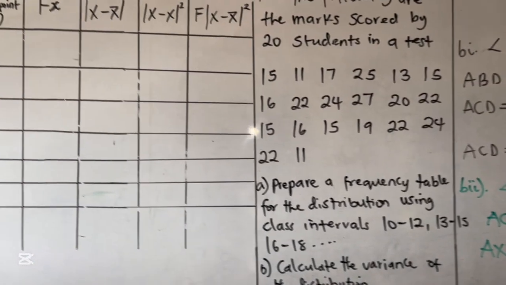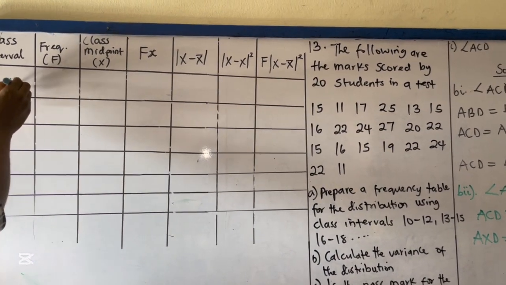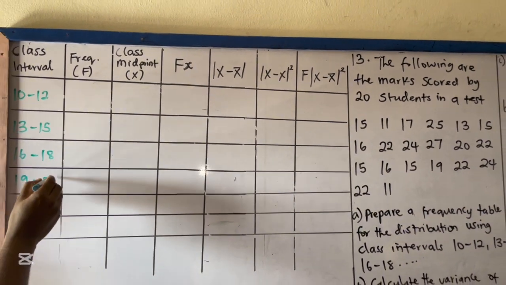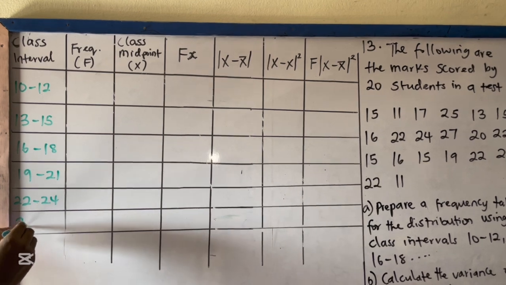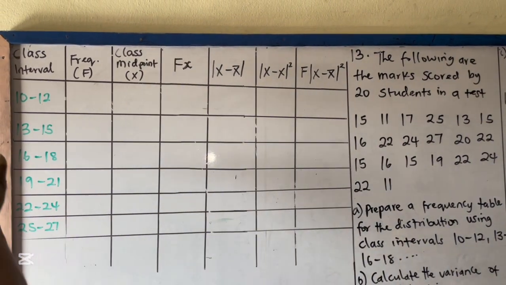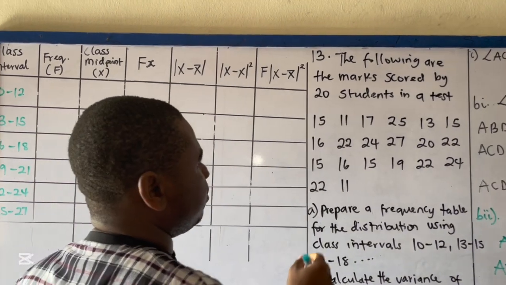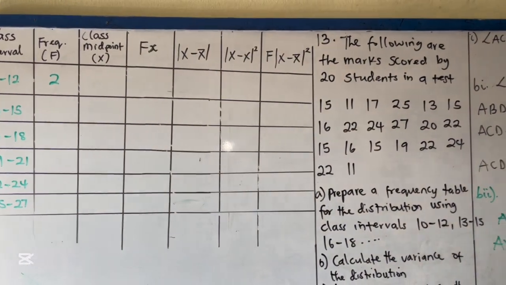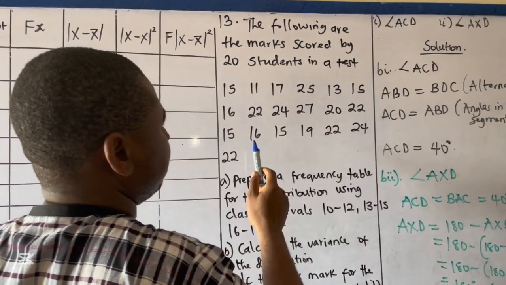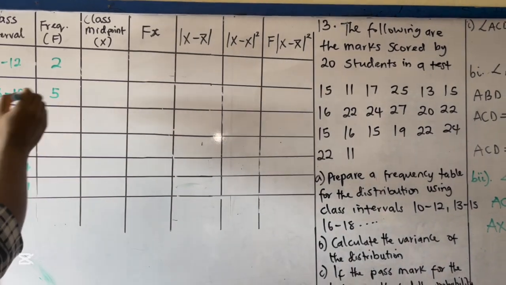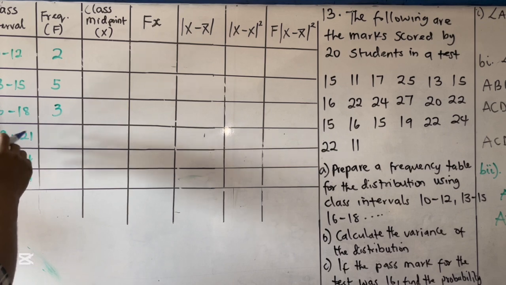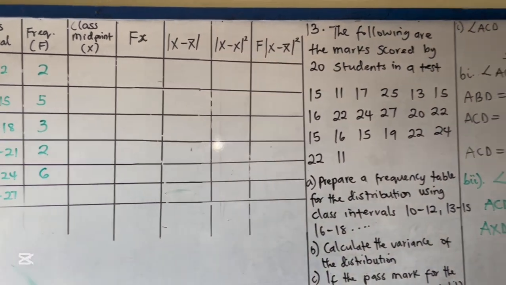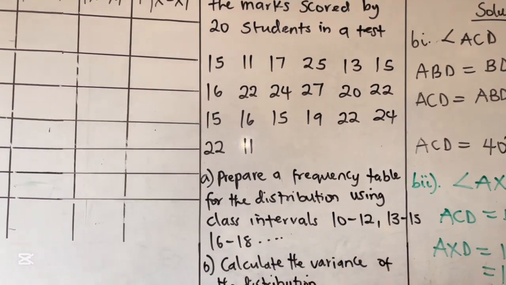So first of all, we are going to go for the class interval. We have been given a hint: 10 to 12, 13 to 15, 16 to 18, 19 to 21, 22 to 24, and 25 to 27. So the frequency: numbers between 10 and 12, we have 1 and 2. There are only two numbers there, so the frequency is 2. Numbers between 13 and 15, we have 1, 2, 3, 4, 5. So we have 5. 16 to 18, we have 3. 19 to 21, we have 2. 22 to 24, we have 6. Then 25 to 27, we have 2.